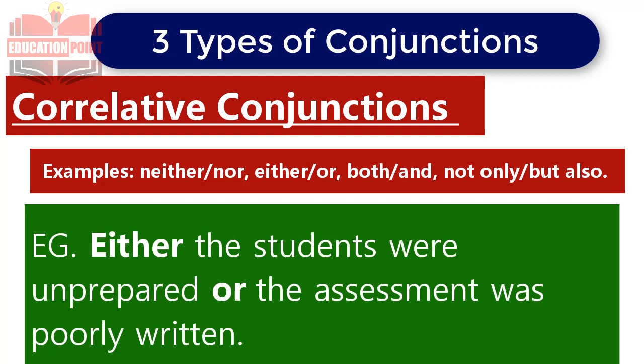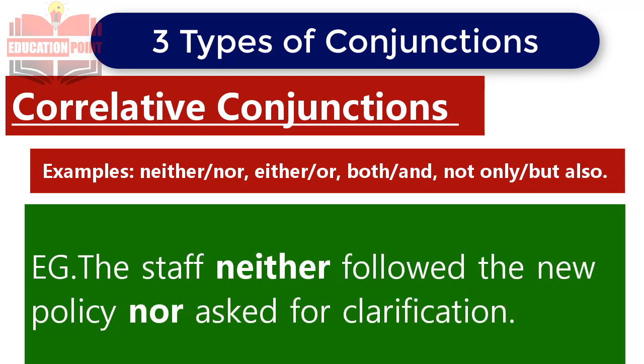The next example is, either the students were unprepared or the assessment was poorly written. The staff neither followed the new policy nor asked for clarification. So these are conjunctions which go together in one single sentence. That is what is happening here.